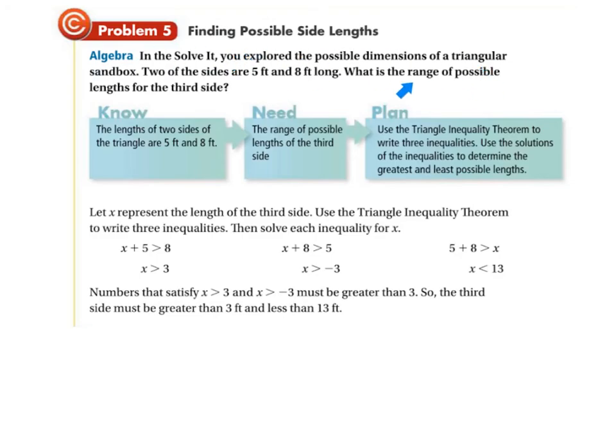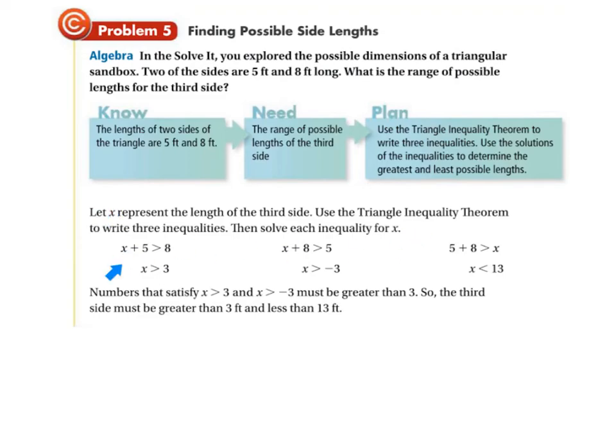Okay, now let's say what could the possible side lengths of a triangle be if you knew two of the sides, okay? And this talks about the solve it. We didn't do the solve it, but the idea of this is two sides of a triangle are 5 feet and 8 feet. What is the range of possible lengths for the third side? Well, you know two of the lengths. We need to find it. It's a range of numbers. It's going to be like a greater than, less than. It's got to be bigger than this and less than this, any span of those numbers, okay? So we'll use the triangle inequality theorem to write the three inequalities, and then we will determine it, okay?